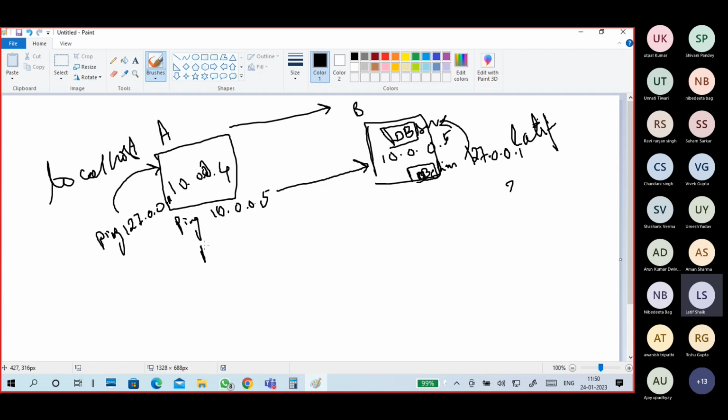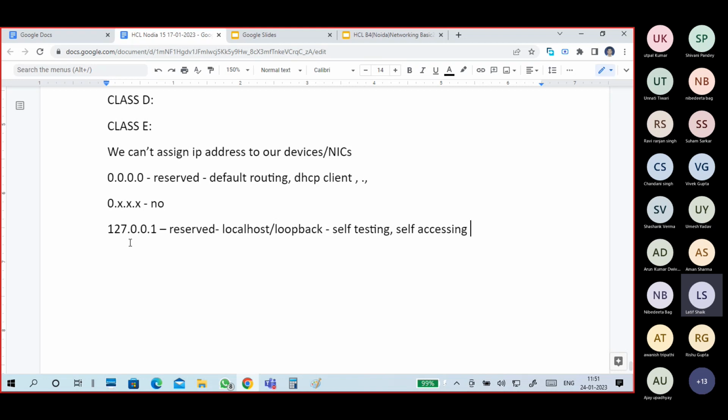For example, this is my database client application. I want to connect it to this server. Then which one do I have to use? 10.0.0.5 you can use from the same machine, but when you are accessing from outside, you have to use the main IP address. It's a little bit confusing, but remember: 127.0.0.1 is localhost or the loopback address, which is used for self testing, or same device access.